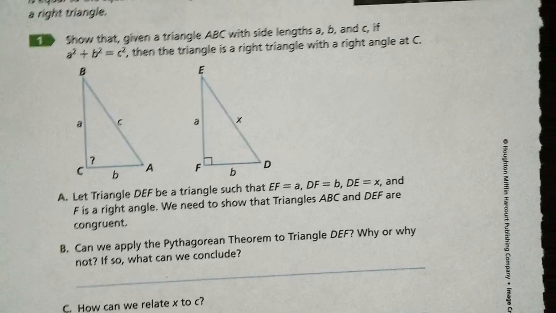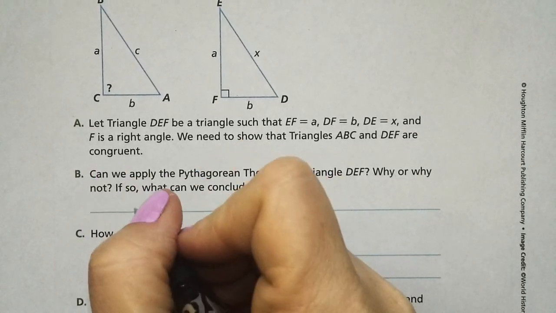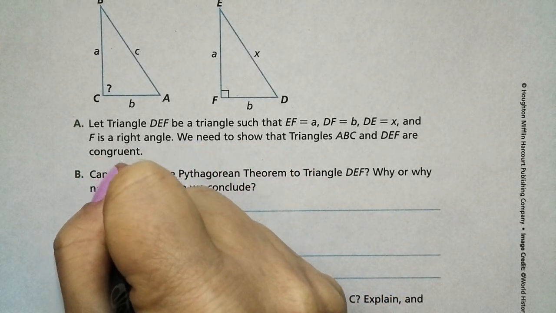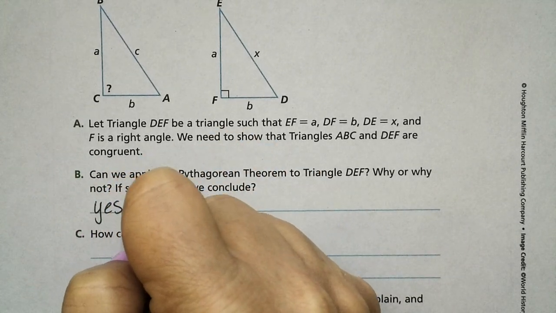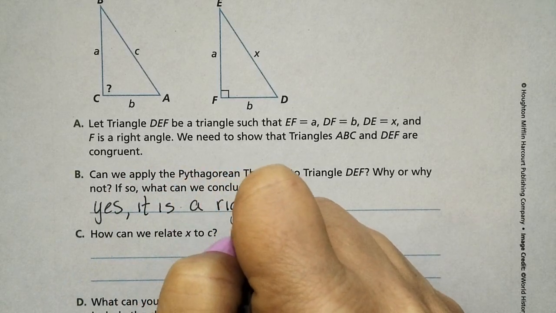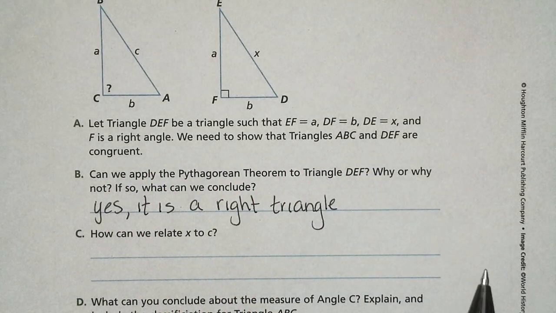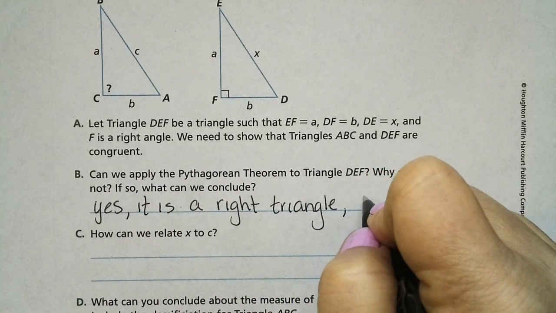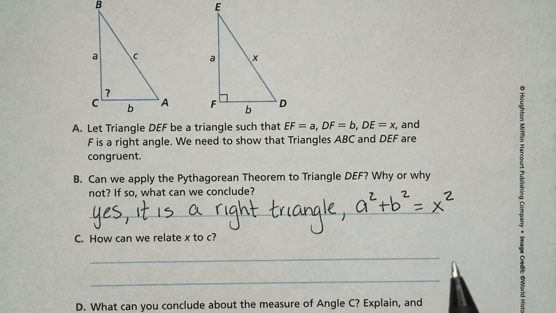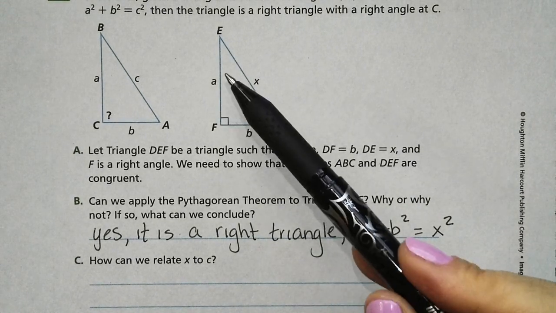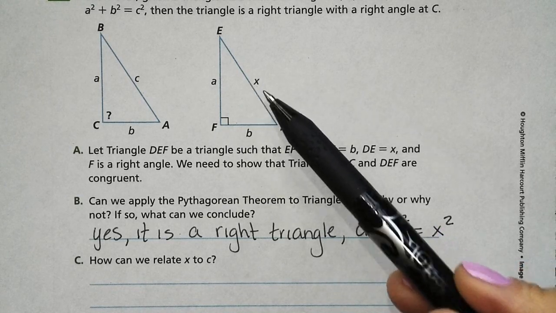So yes, we can apply the theorem to triangle DEF. So next question is, why or why not? Because it is a right triangle. If so, what can we conclude? So we can conclude that A squared plus B squared is equal to X squared. So what we're saying is the two shorter sides, the squares of these two legs, is equal to the square of the hypotenuse.